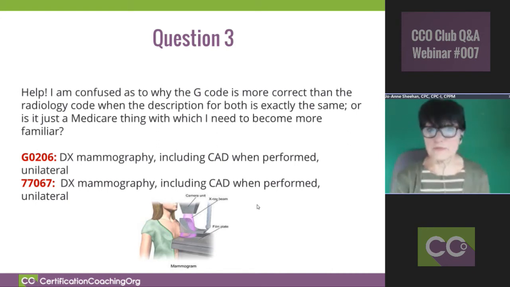She goes, help, I am confused as to why the G code is more correct than the radiology code when the description for both is exactly the same, or is it just a Medicare thing with which I need to become more familiar? So when the question was presented for practicing, the answers were G0206, diagnostic mammography, including CAD when performed unilateral, 77067, diagnostic mammography, including CAD when performed unilateral. They're exactly the same. So I agree with the student here, or the club member, that it is confusing, okay?